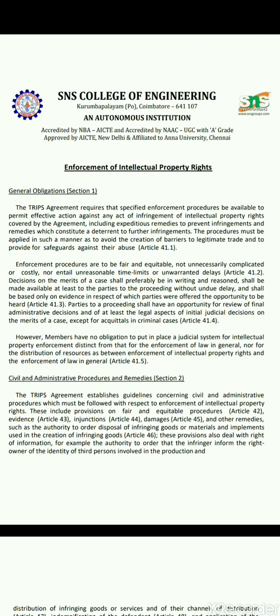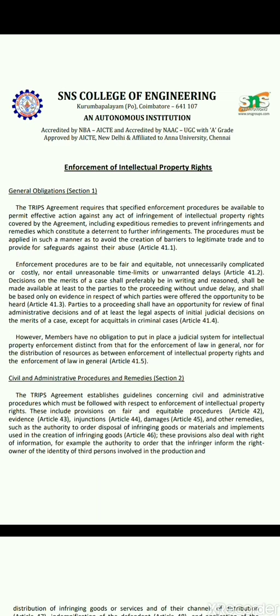Hi students, today we are going to see about the fifth unit of intellectual property rights. The fifth unit is enforcement of IPR. First, we are going to see the various types in enforcement of IPR. The first type is general obligations, which is Section 1 of the TRIPS agreement that we already know.